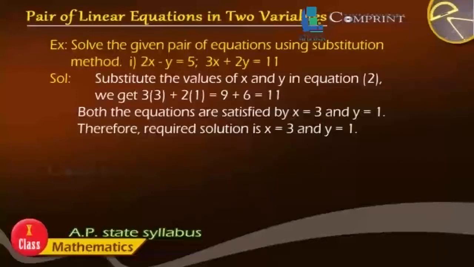Substitute the values of x and y in equation 2. We get 3 into 3 plus 2 into 1 is equal to 9 plus 2 is equal to 11. Both the equations are satisfied by x is equal to 3 and y is equal to 1. Therefore, required solution is x is equal to 3 and y is equal to 1.